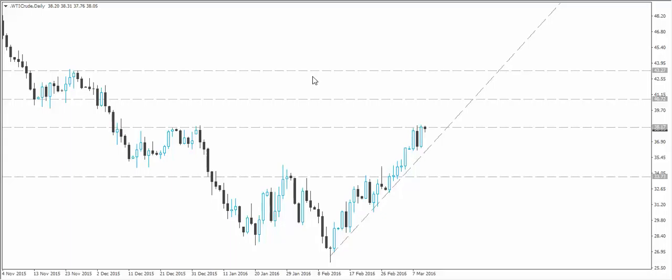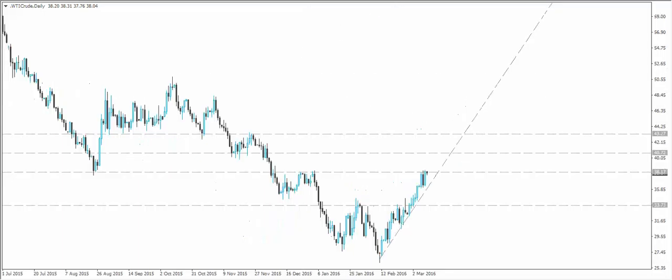Right now you can see the current daily candle. This little bar over here is printing, so we haven't seen too much action. So if you have a look at this a little bit later on today, you can compare where we're at, but it doesn't really matter too much.